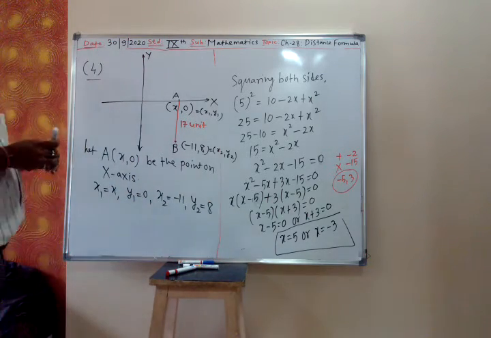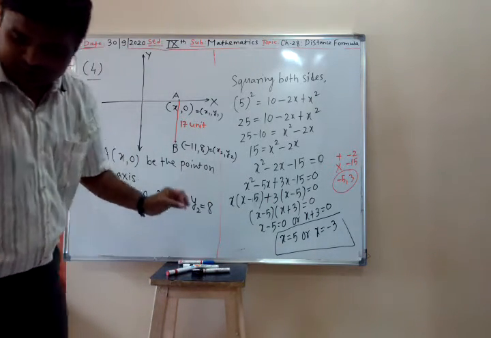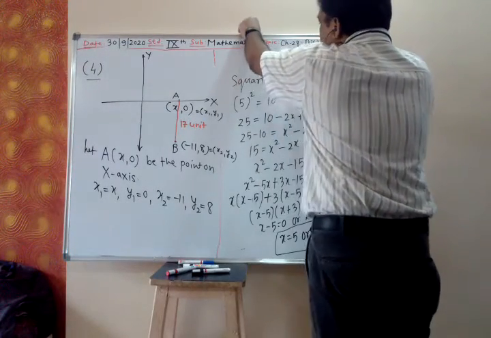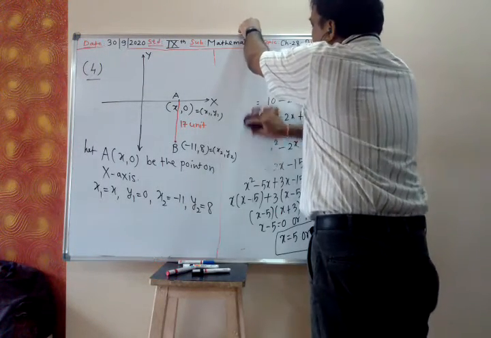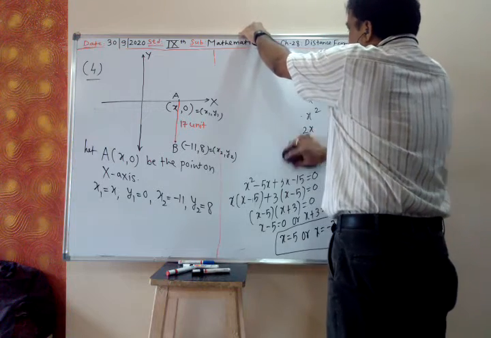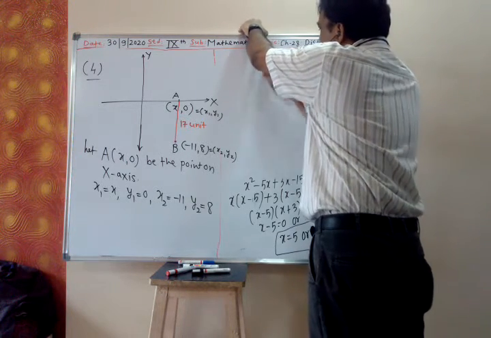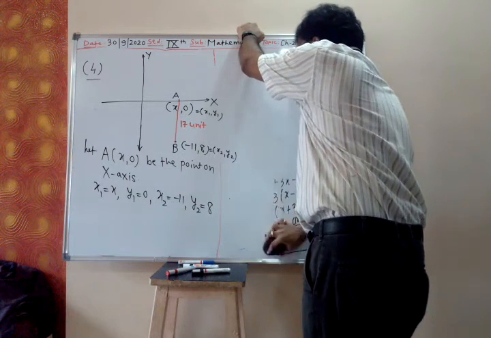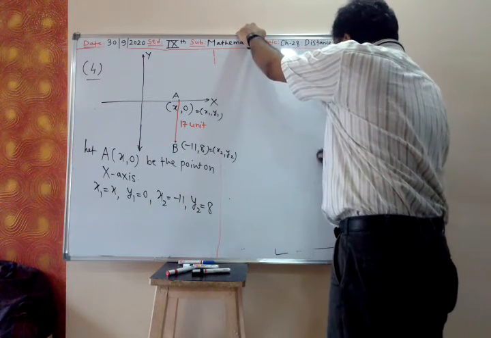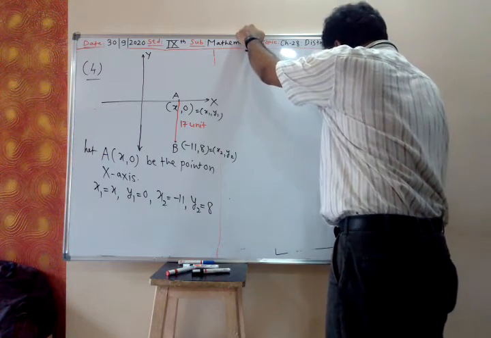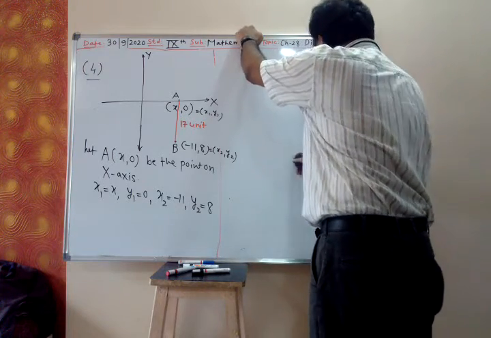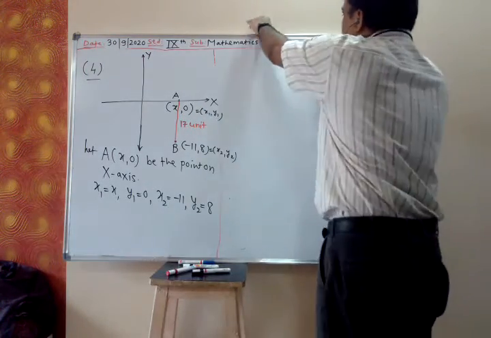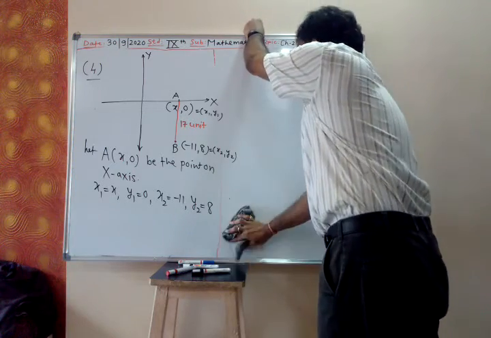Now use the distance formula. What was the new concept in this? The new concept is that you have to take a point on the x-axis, and this result you have to remember: whenever we take any point on the x-axis, its y-coordinate, or second coordinate, must be 0. See, this diagram is not required to be drawn in the exam. I have drawn it for your understanding.